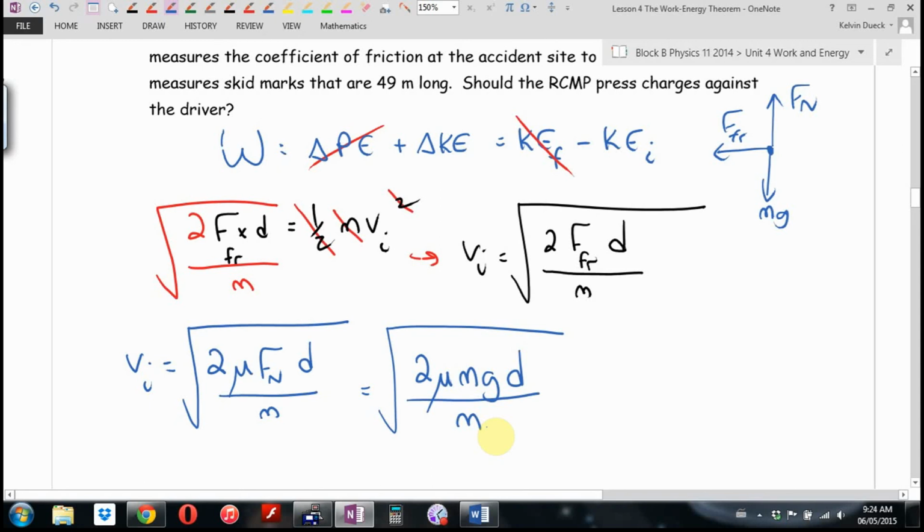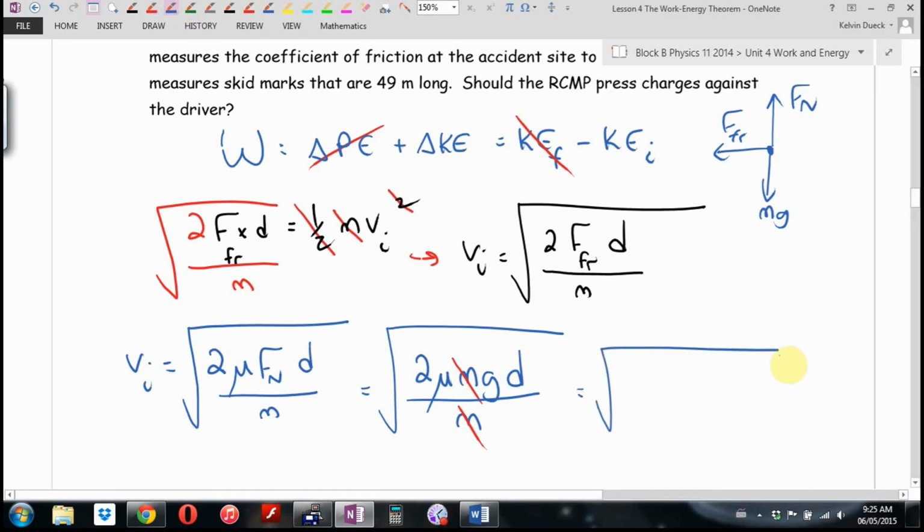Colin just got a little half smile because he saw it. How many m's on top? How many m's on the bottom? Did I need to tell you the mass of the car? Now let's double check. Did they tell me the coefficient of friction? Did they tell me mu in the question? Yep. G, 9.8. Did they give me the distance? Yep. Okay. Plug and chug.